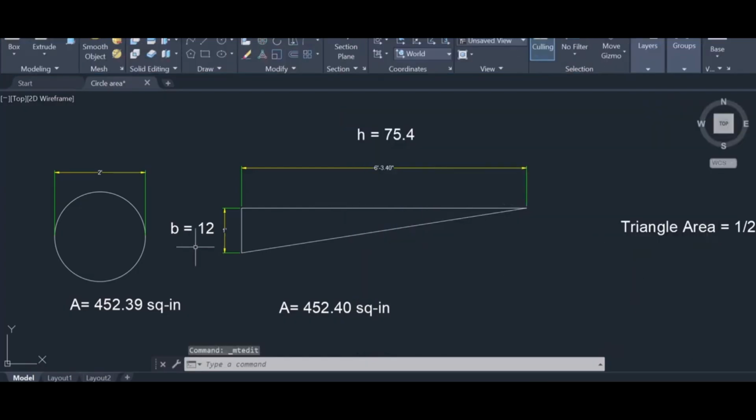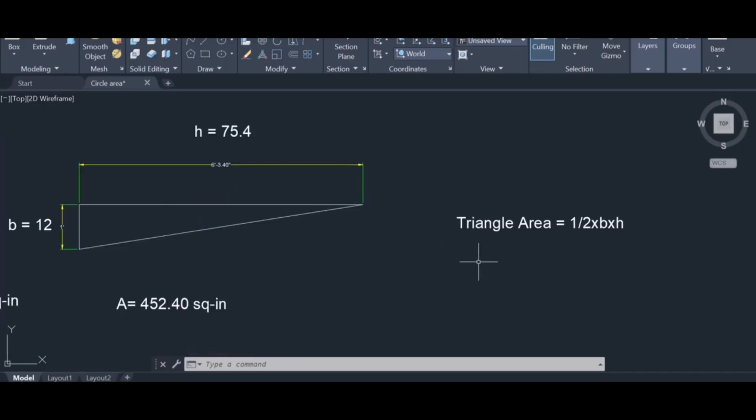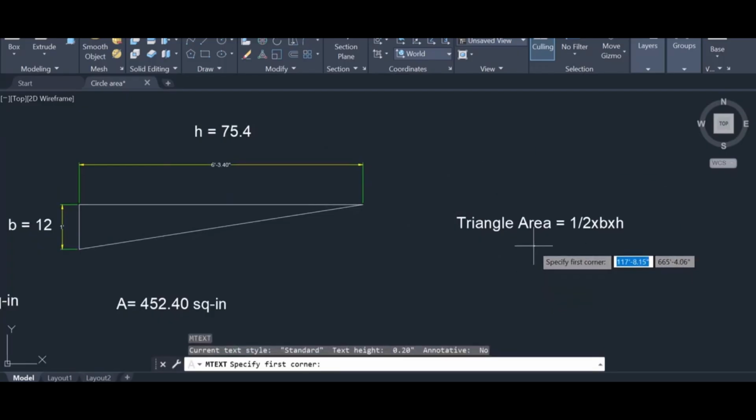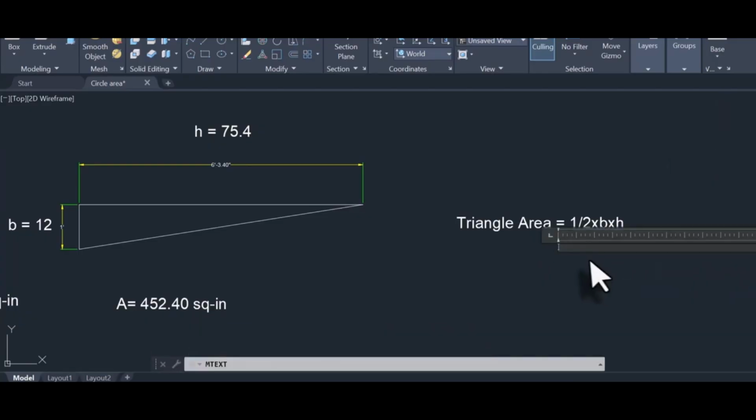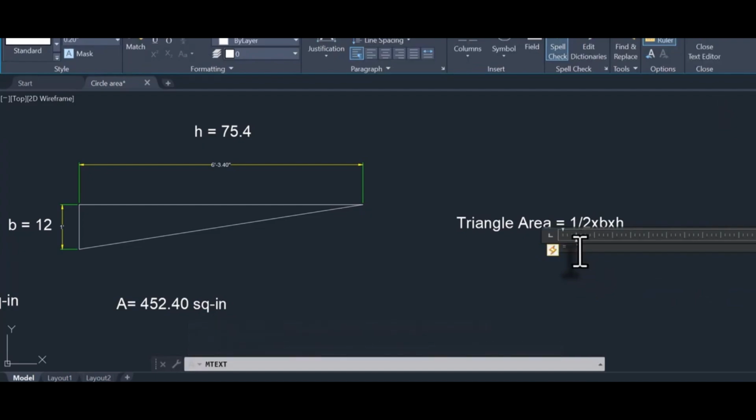Okay, this is the triangle base and triangle height. So let's verify the triangle area formula. It tells us area is equal to 1/2 into base 12-inch, 12-inch into height 75 Y 4-inch.